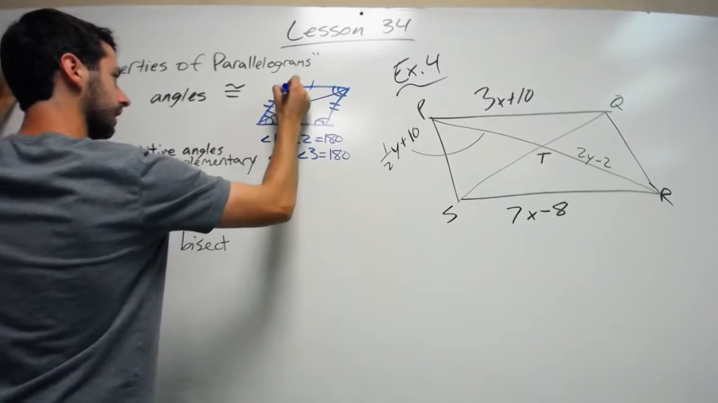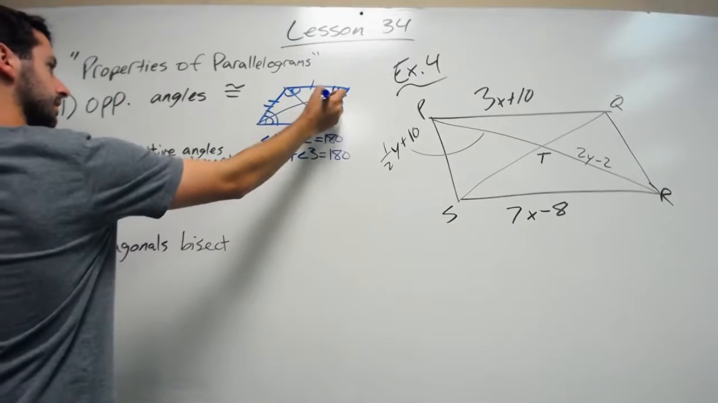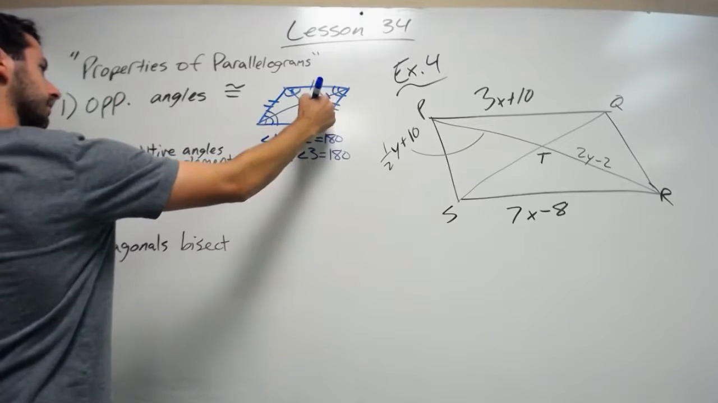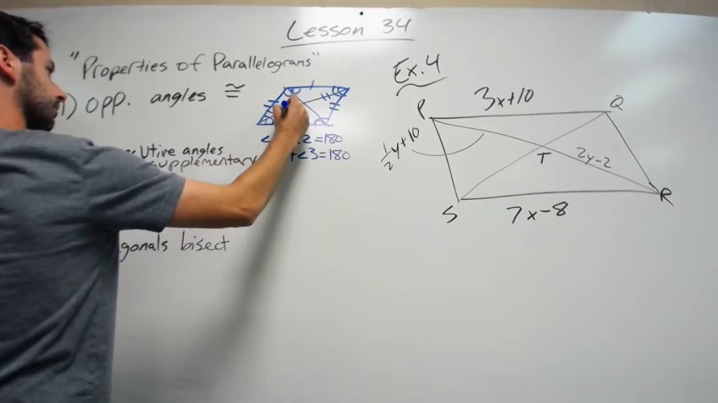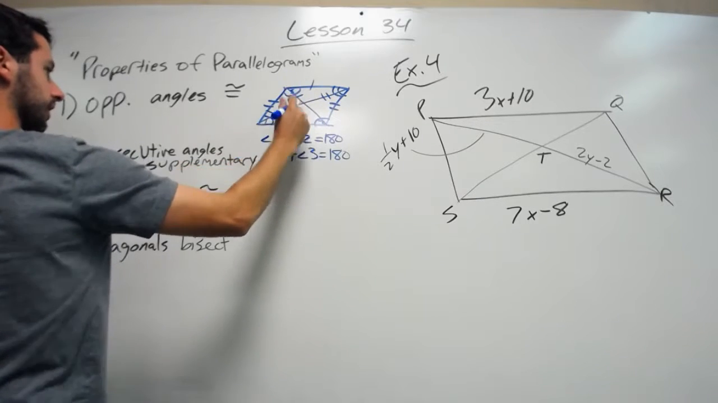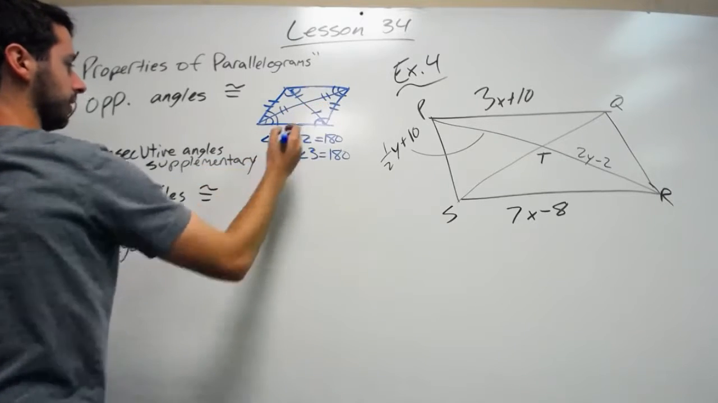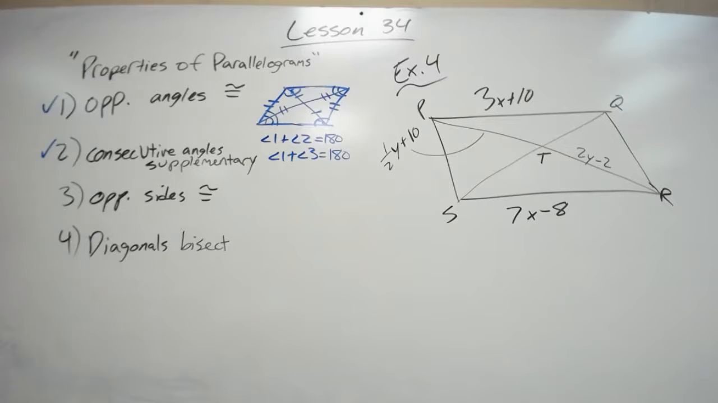So if we draw a diagonal, bisect means it cuts it in half. So this part of the line is equal to, or congruent to, this part of the line, or this part of this line, erase this for now, is congruent to that part of the line. So the diagonals bisect each other.